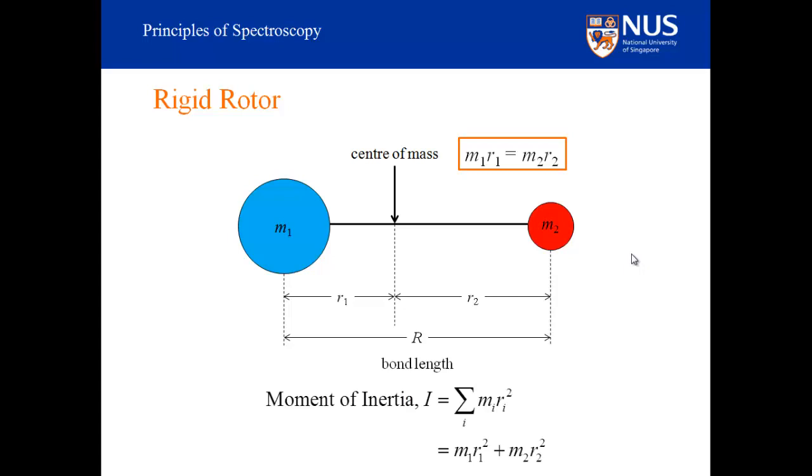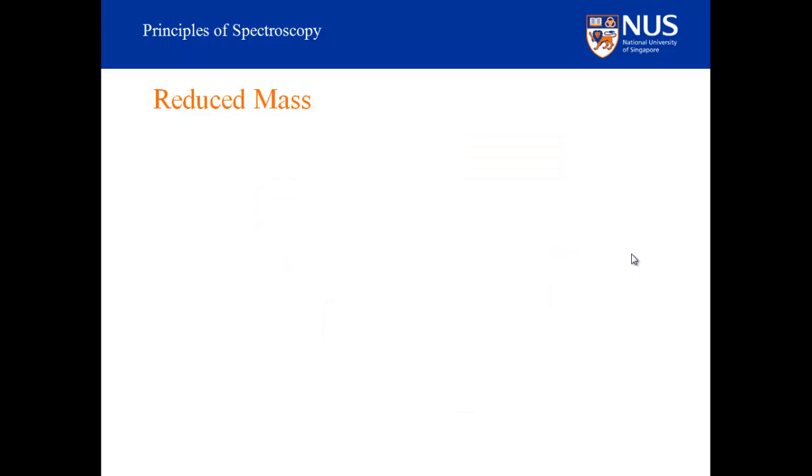In terms of the moment of inertia, we have only two particles to consider. So this sum can be broken down into the component for particle 1 and the component for particle 2. We can use these equations to define the moment of inertia for a diatomic molecule in terms of the bond length r. With a simple mathematical manipulation, we are going to introduce the concept of reduced mass.